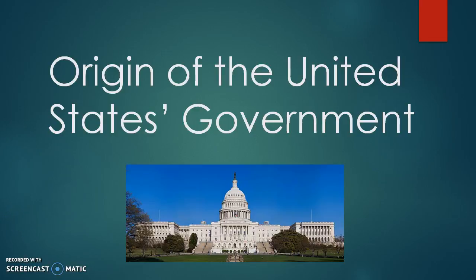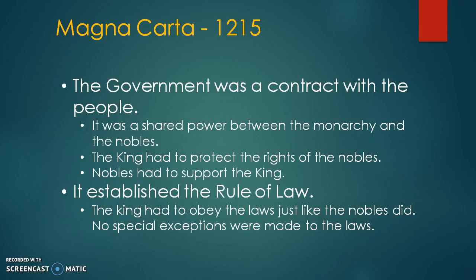Hi, today we'll be learning about the origins of the United States government. We will be talking about some of the most influential documents from the past and how they influenced the framers into forming the government we know today. So first we'll start with the Magna Carta, which was written in 1215.